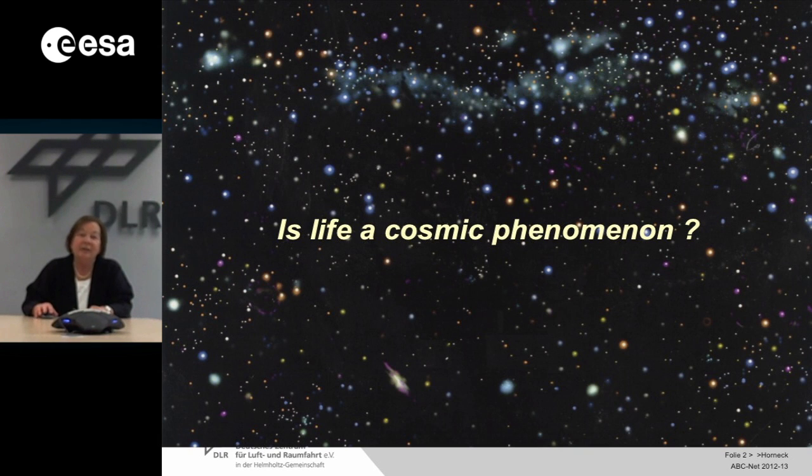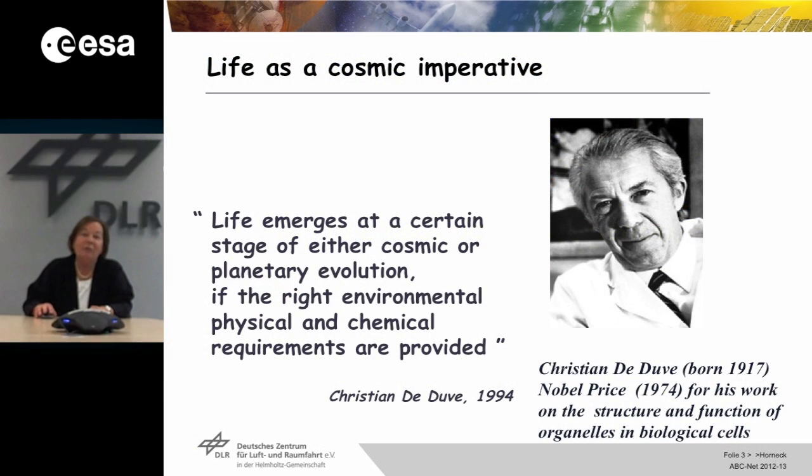And I think we can share the opinion of one of the Nobel laureates, Christian de Duve. He said that life is a cosmic imperative, and that it emerges always at a certain stage of either cosmic or planetary evolution if the right environmental, physical, and chemical requirements are provided. But now the question is, what are the right environmental conditions, physical and chemical? And we will look into this later on.